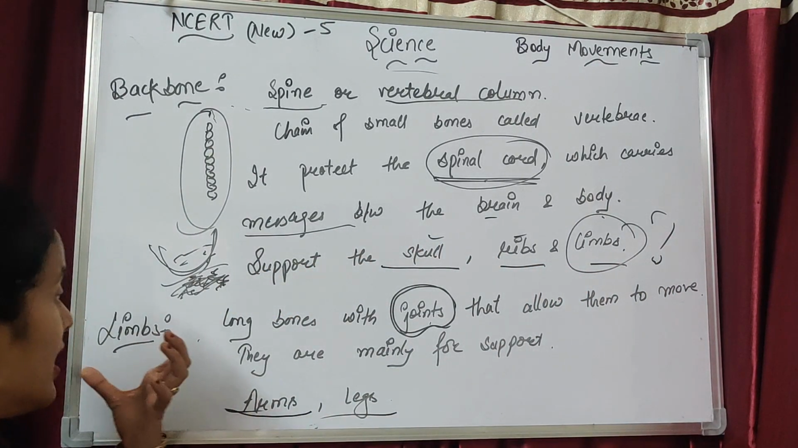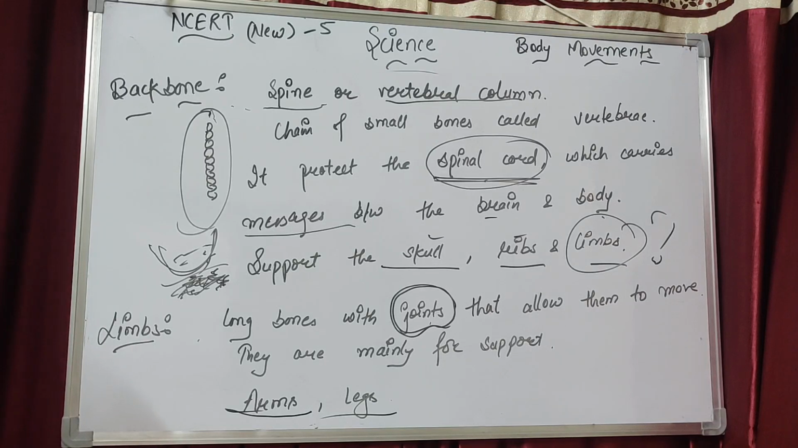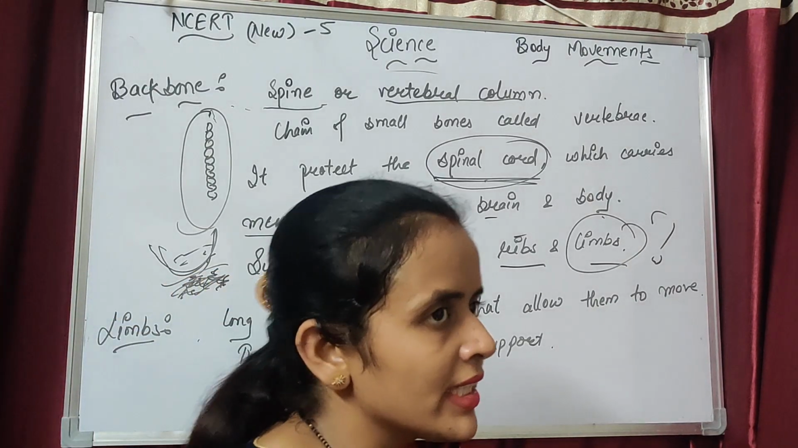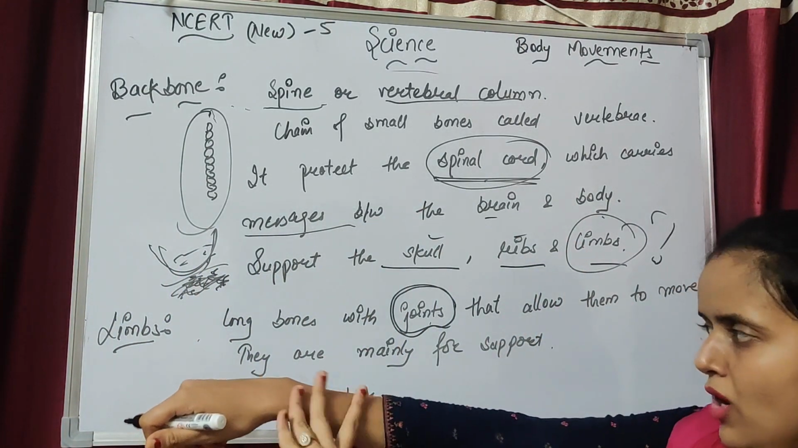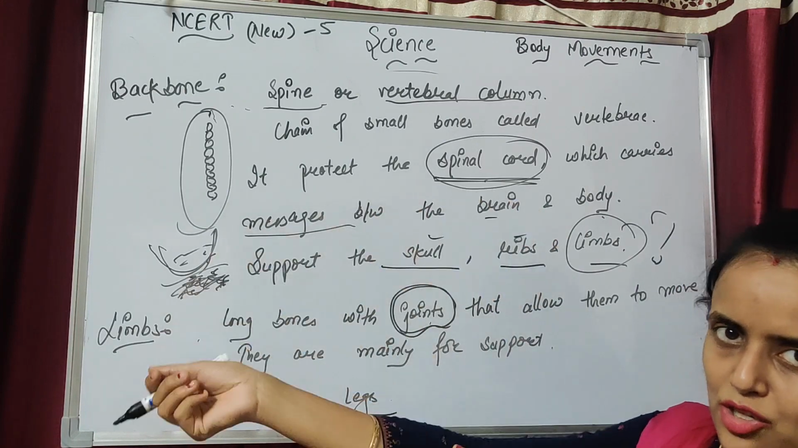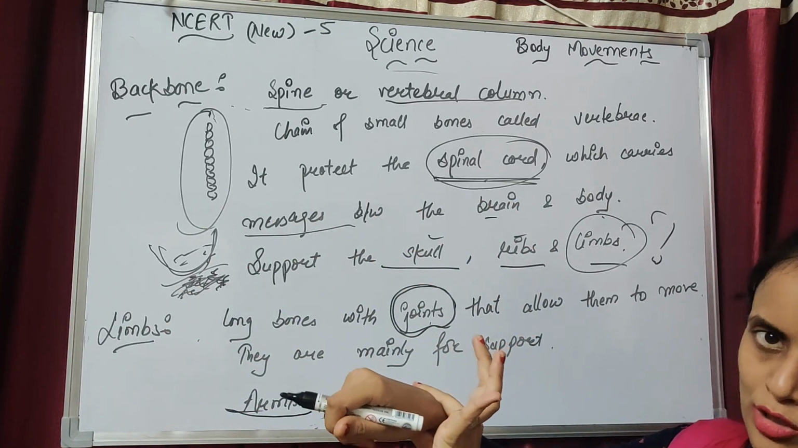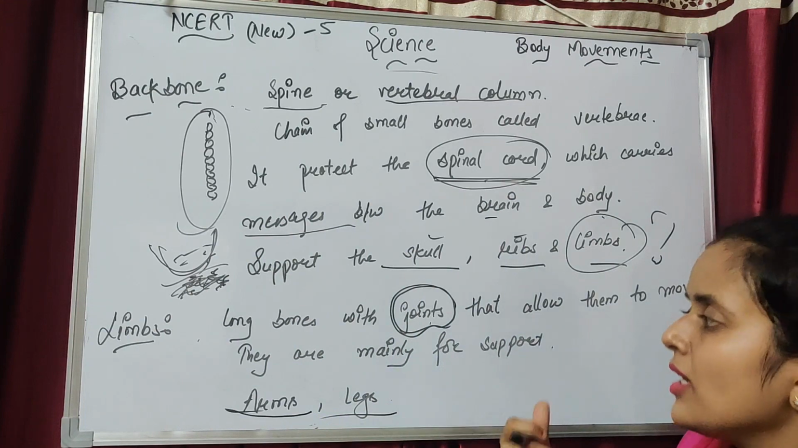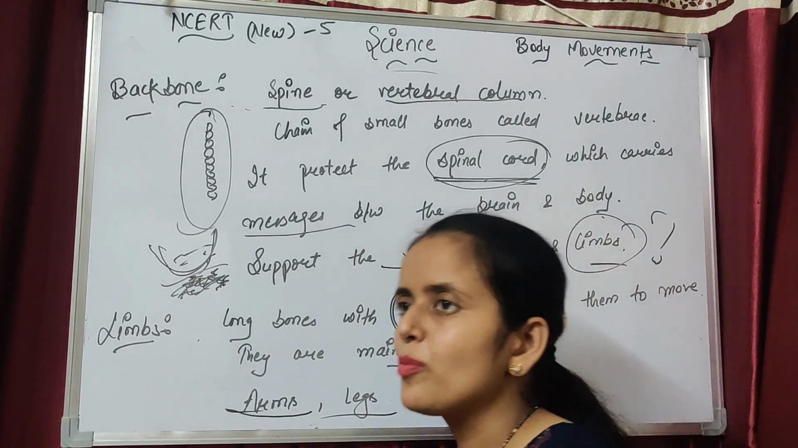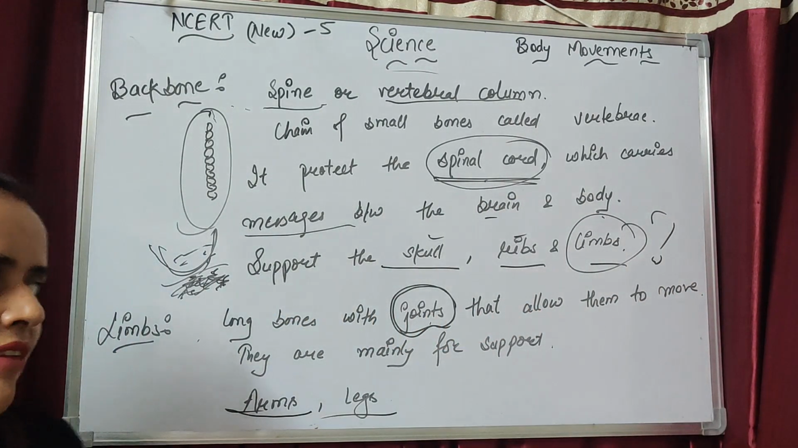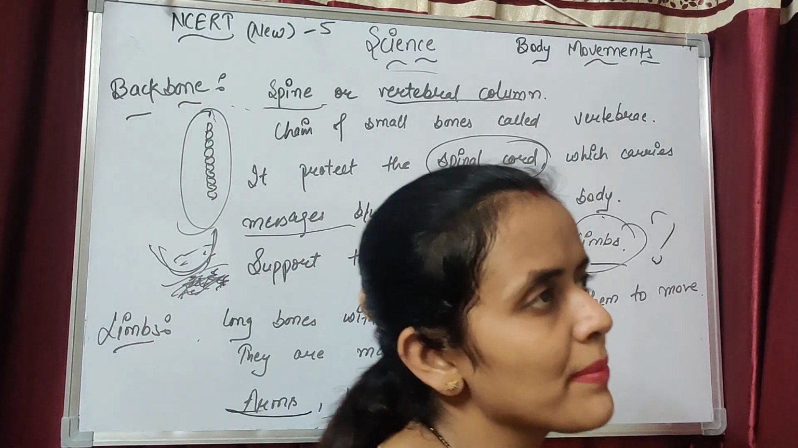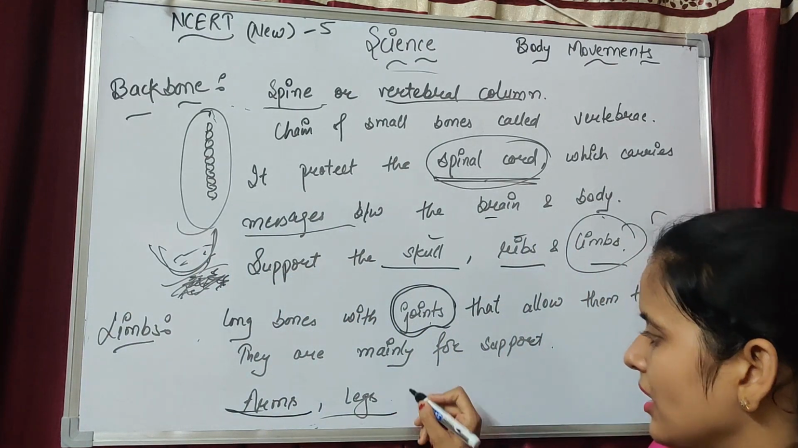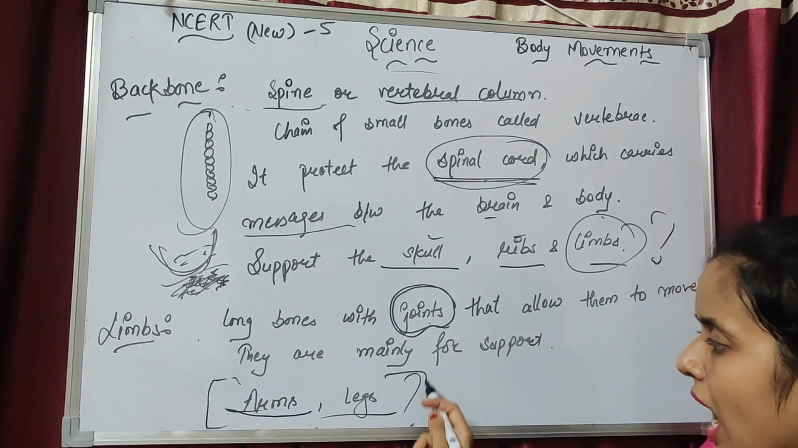Limbs are long bones with joints, that allow them to move. Yes, this is our arm, easily able to move. This is a whole long bone but with joints. This is a joint, this is also a joint, and this is also a joint. So limbs are long bones having joints in them, and the joints allow them to move. They are mainly for support, and there are two limbs, arms and legs.